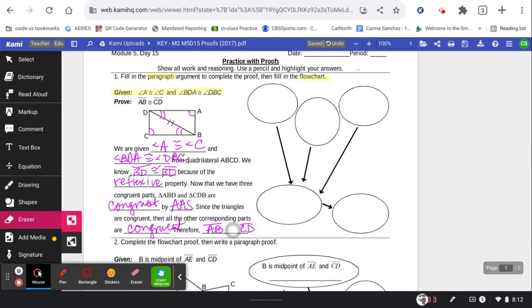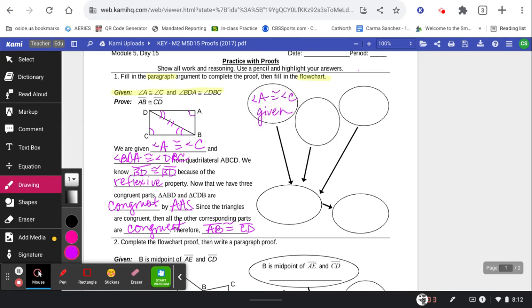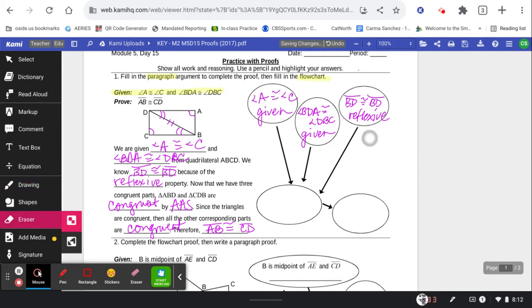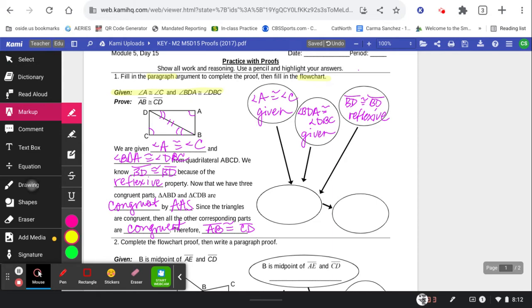Now, how would I apply this into a flow chart or diagram proof here to the side? So we start with the top information, the givens. Angle A is congruent to angle C, given. Angle BDA is congruent to angle DBC, given. And BD is congruent to itself by the reflexive property. So you have 1, 2, 3 things before you can prove your triangle congruency.